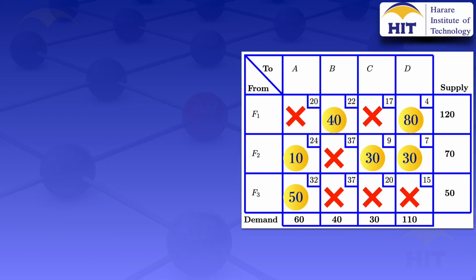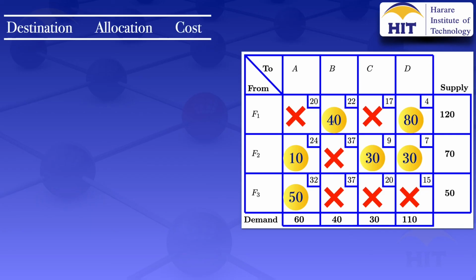We go on and interpret what is in the table. So we have the destination, the allocation and the cost. What we are saying is from source F1 to destination B, we are allocating 40 units at a unit cost of 22. So the cost will be 40 times 22, which gives us 880. The next one, from F1 to D, we are allocating 80 units at a unit cost of 4. The cost will be 80 times 4, which gives us 320.